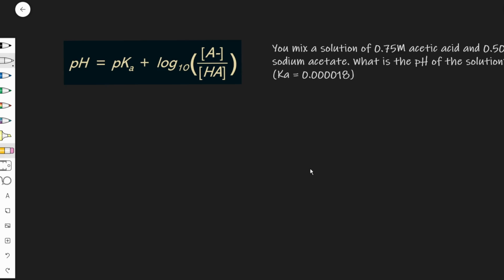And before we jump into that specifically, one thing I want to point out, we have the formula up here, and one thing I want to mention is that when your acid and your acid salt are in equal concentrations, then that's going to do something particular to this equation. I'm going to show you.